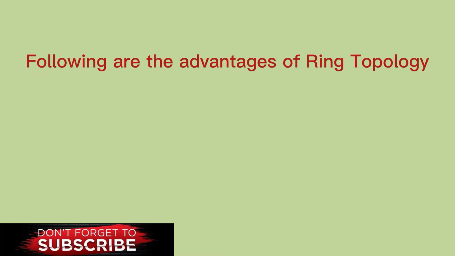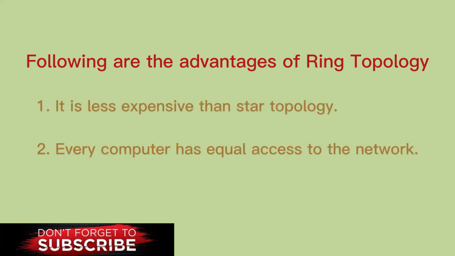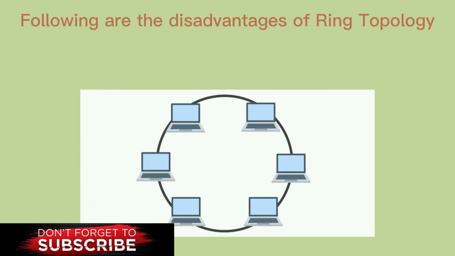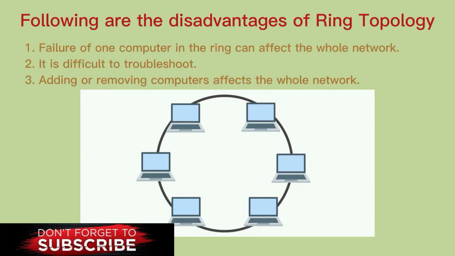Following are the advantages of ring topology. 1. It is less expensive than star topology. 2. Every computer has equal access to the network. Following are the disadvantages of ring topology. 1. Failure of one computer in the ring can affect the whole network. 2. It is difficult to troubleshoot. 3. Adding or removing computers affects the whole network.